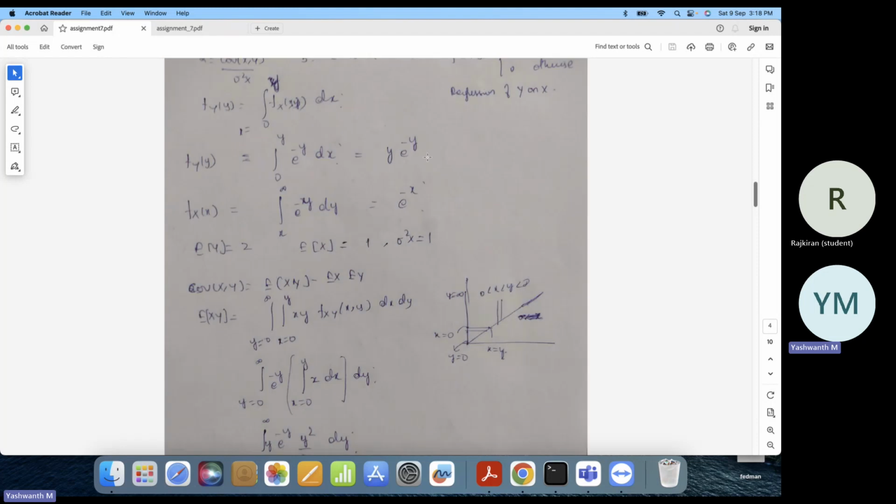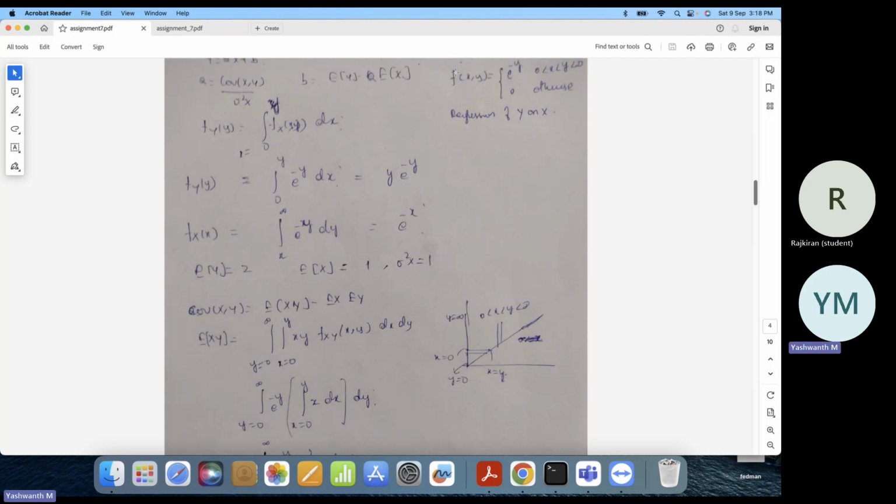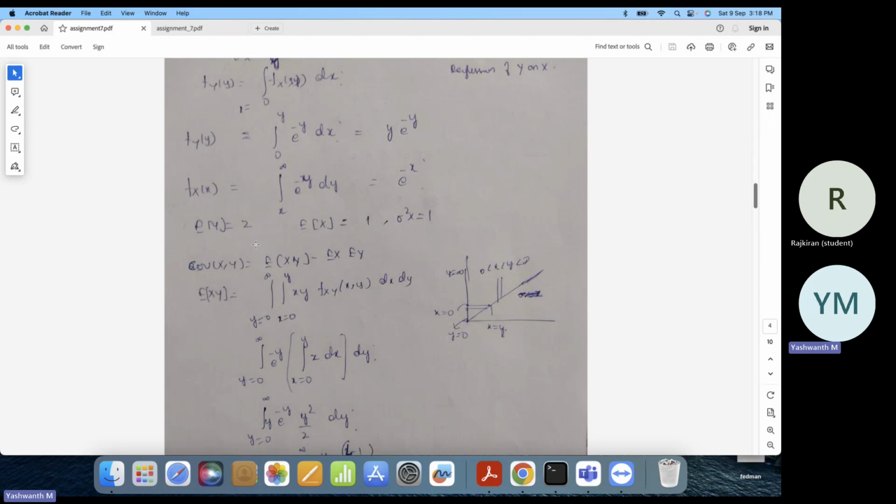Gamma distribution with parameter 2. So that's why this expectation is 2. Okay, so now we have f of xy, we have f of y, f of x, and we have all the ingredients. Let's compute E of xy.